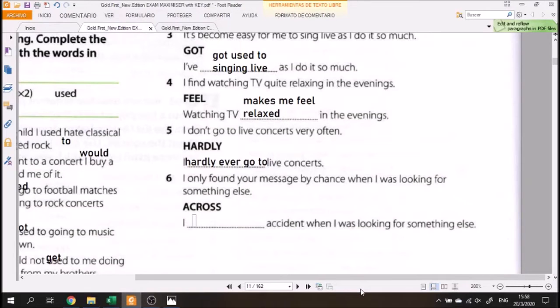Last but not least, I only found your message by chance when I was looking for something else. I came across your message by accident when I was looking for something else. We discussed this phrasal verb when we worked with the reading. Yes, when we worked with the tribes reading, to come across something, to find something by chance, not planned. Okay, great. Homework correction process is over. I am going to allow some seconds, so if you have any questions, you can ask the teacher in the chat. Yes?